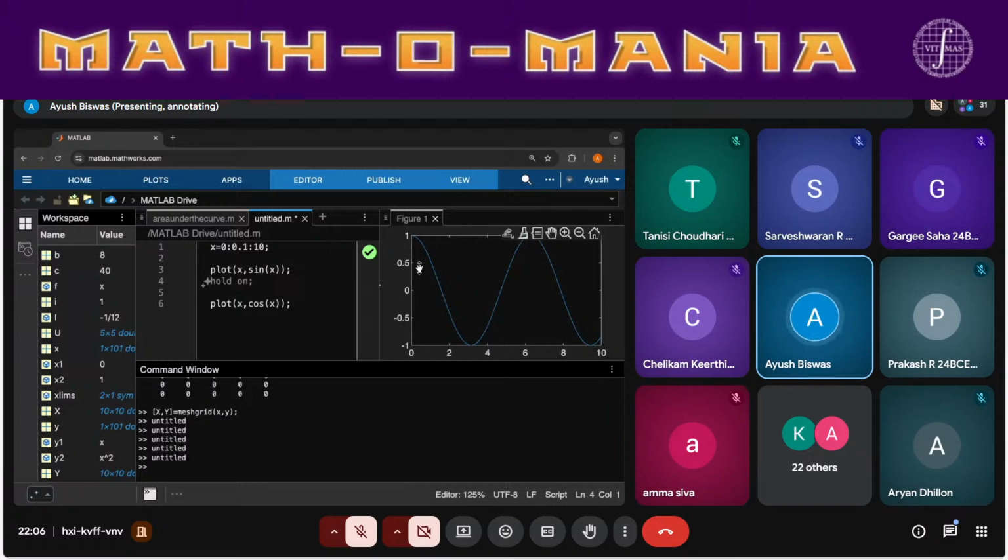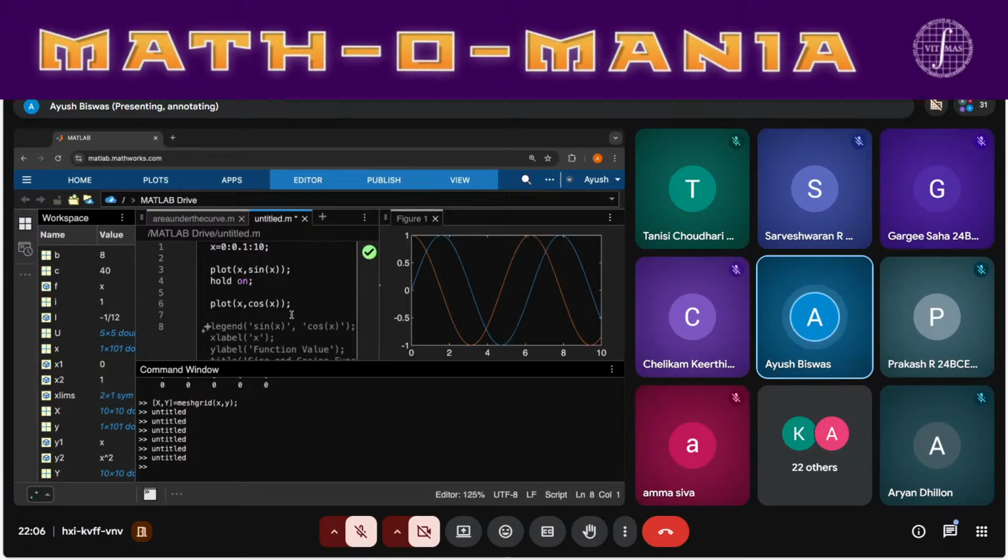So what do we do when we need both the graphs to be displayed one on top of each other? If we write hold on, this basically tells MATLAB to not erase the previous graph and to draw the second graph on top of the other graph. So now when we run it, we can see both the graphs displayed on top of each other.